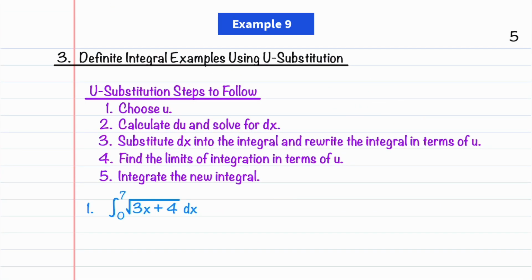We're going to walk through how to evaluate two definite integral examples using u substitution. To make things easier, I've listed 5 simple steps that we can follow to make u substitution easier, and we'll walk through these steps one by one as we walk through both examples.